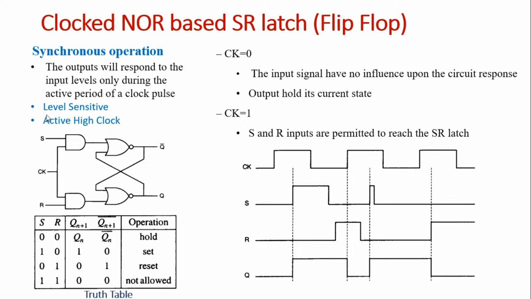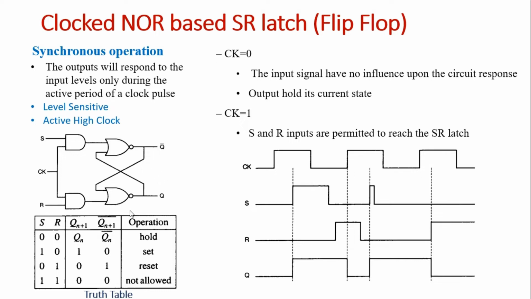Here, the clock that we have is level sensitive, and this circuit will respond to the active high clock only. So, if there is an active low clock, that means clock is equal to 0, at that time the input signal has no influence upon the circuit response. That means the output holds its current state. Now, if the clock is logic high, if it is an active high clock, then S and R inputs are permitted to reach the SR latch.